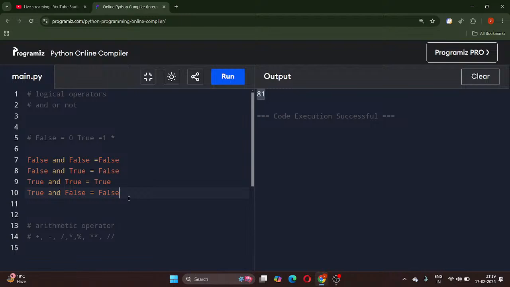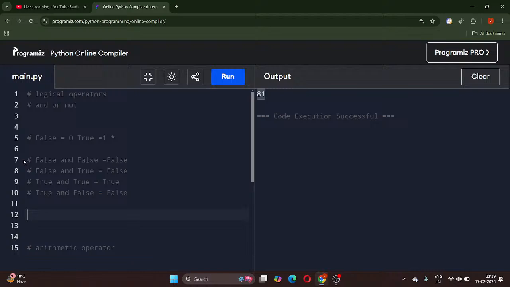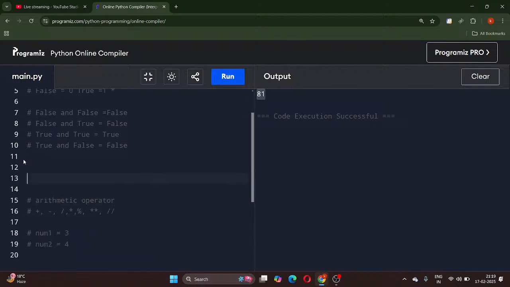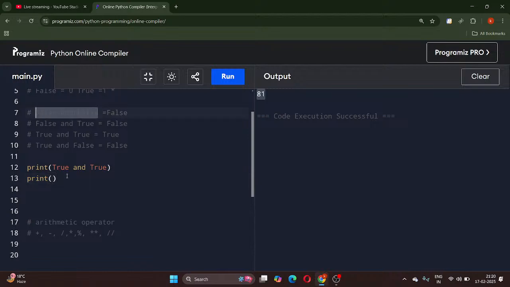If you want, you can get it printed also. So let us do that as well. Let us check the output directly on the console. So these are the four print statements that we have, and in these statements we will print the value of each expression. The first expression is true and true. Let us see what the value is for this expression.